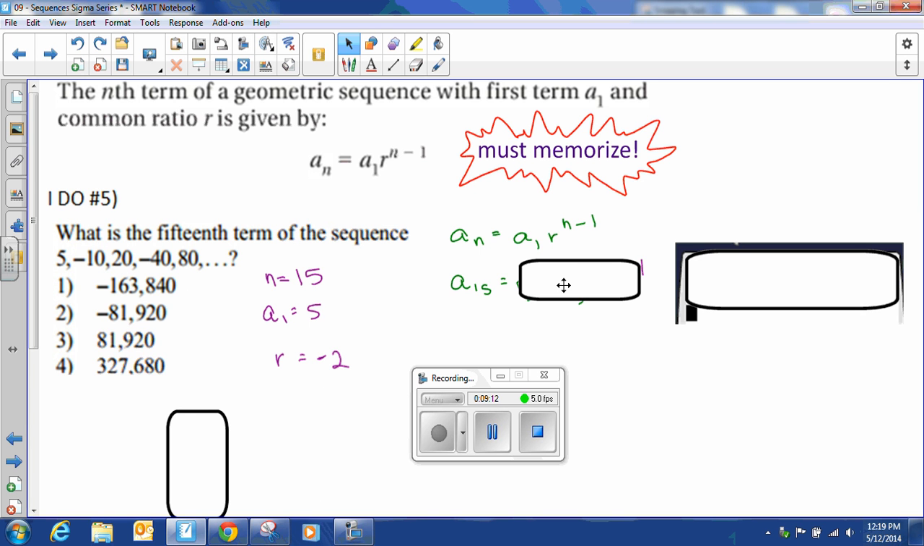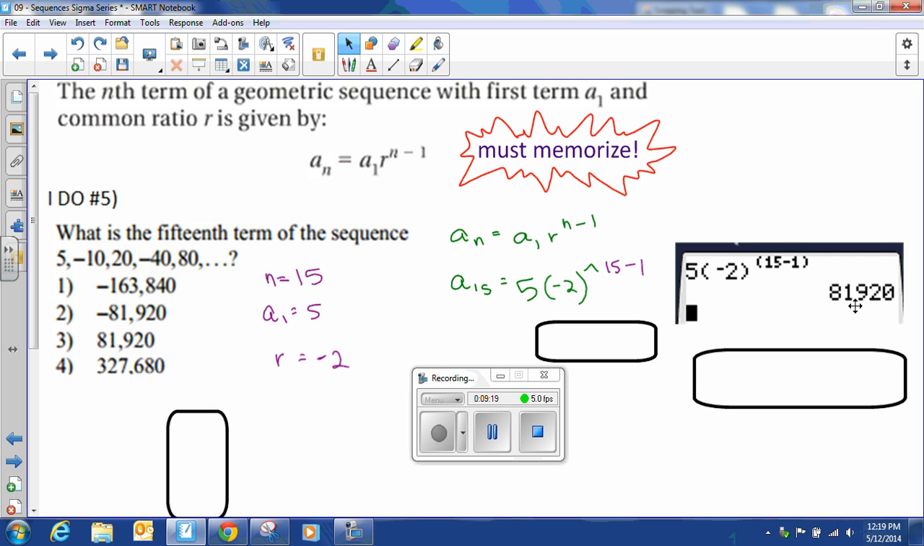So all we do is we plug them into the formula. We can use a calculator if we want, plug it in. The answer, the 15th term of this geometric sequence, is 81,920.